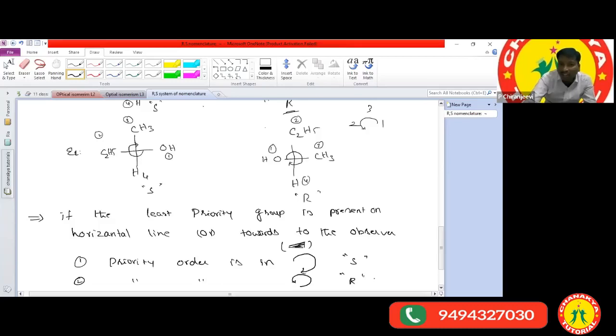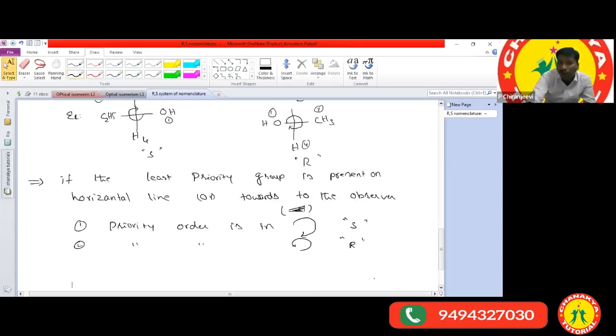Okay, so these are the conditions. While coming tomorrow, before the class, just go through the conditions. What are the CIP rules? What is the position of the least priority, and is the order clockwise or anti-clockwise? Based on this, tomorrow we are going to solve JEE level questions. We are discussing Fischer projection formulas and wedge and dash projection formulas, and we'll discuss some previous year questions also. But while coming tomorrow, you have to read all these points.